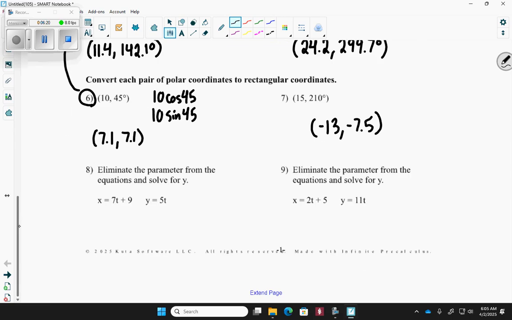All right, so question number 8, eliminate the parameter from the equation, solve for y. All right, so there's a couple steps. First off, you have to solve each equation for t. And then second thing, you set them equal to each other. And then third, you are now solving for y.